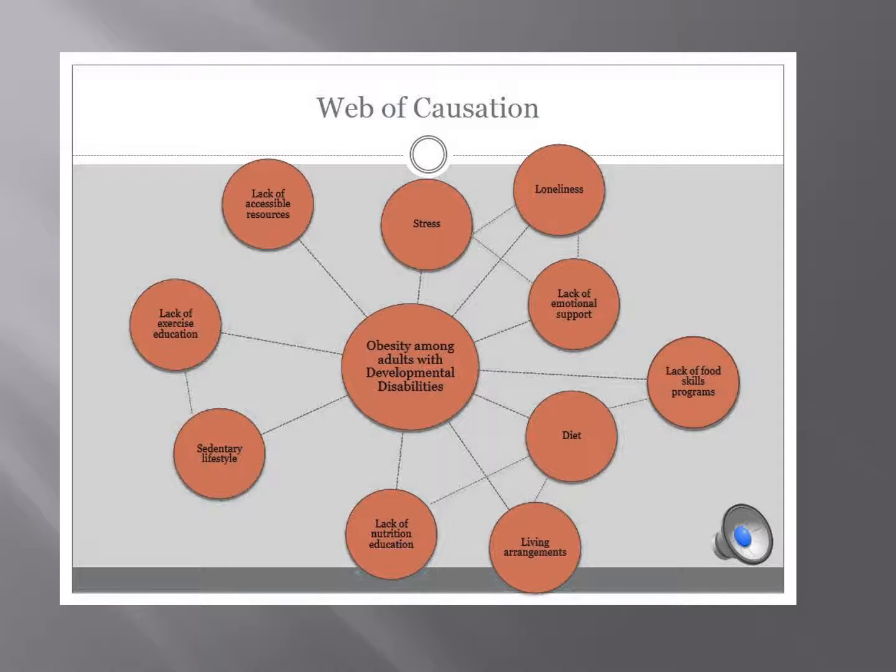This slide provides an example of the web of causation. Here, emphasis is placed on multiple causations in the illness or the disease. The illness or disease is obesity, and you can see there are multiple causes to this: lack of accessible resources, stress, loneliness, diet, living arrangements, lack of nutrition education. Again, the community health nurse or public health nurse uses this web to break the chain of events that lead to health problems.